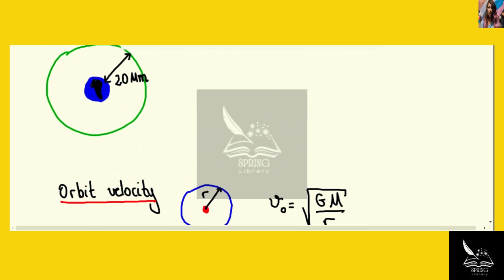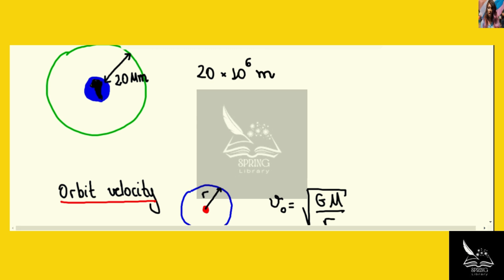So what we have is a satellite, actually a rocket, that's orbiting the Earth with an altitude relative to the surface of the Earth of 20 megameters. So that's 20 times 10 to the 6th meters. And we want to know what is the increase in the velocity of the rocket so that it escapes Earth's orbit.